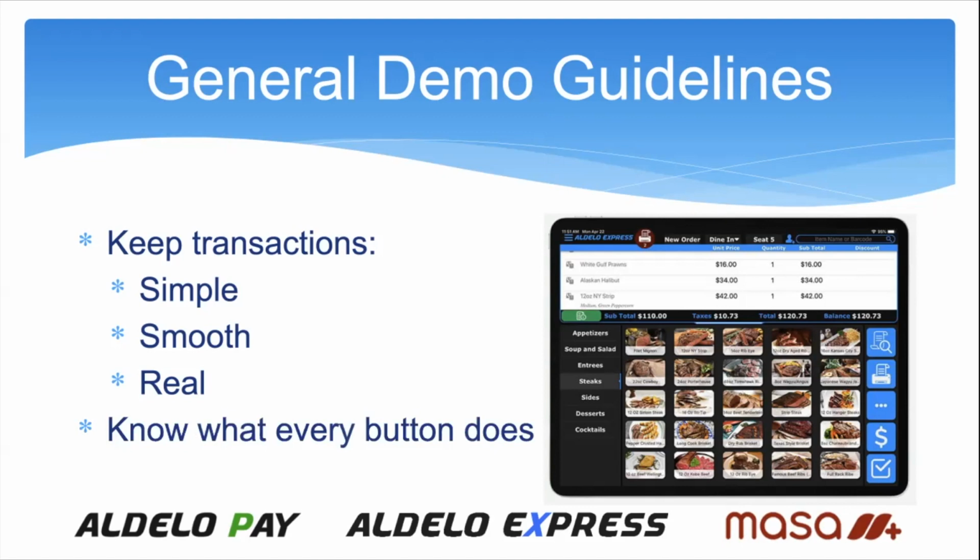Know what every button does on the screen. When I do the screen layout, I go over what all the different sections are. In this picture, there's the ticket section, there's the categories down the left, the function buttons over to the right, and the menu items in the middle. Go over there and point those things out and get them comfortable with what they're going to see on the screen and what they do.